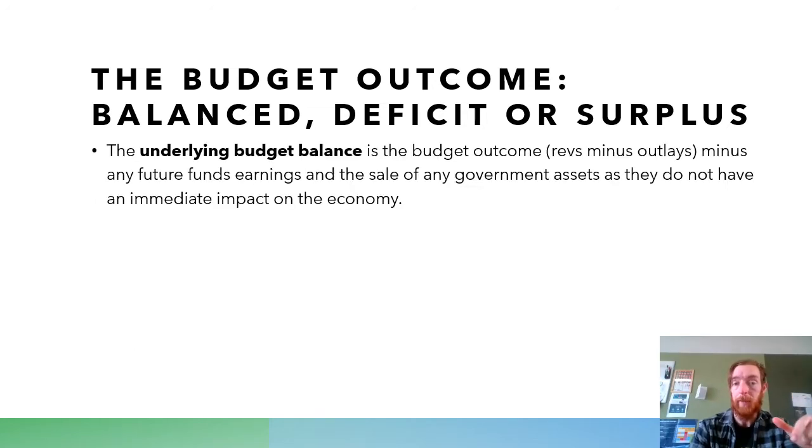There's also the underlying budget balance, which is the budget outcome, so revenues minus outlays, minus any future funds earnings, so any long-term savings accounts the government has, and the sale of any government assets, as they do not have an immediate impact on the economy. Any of the earnings made from those two things are going to be used in the future. They don't affect the economy in this financial period.